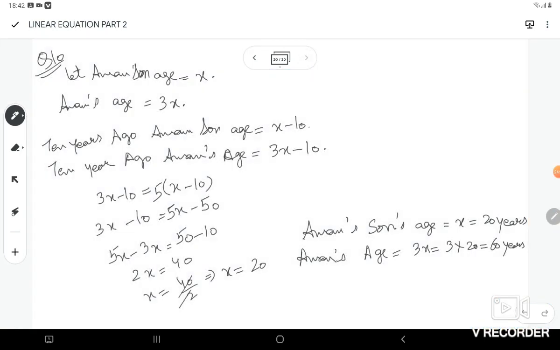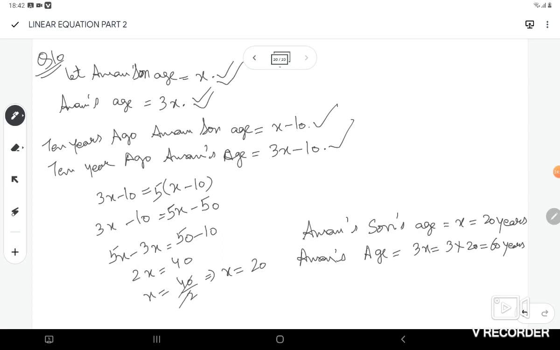Now moving on to the last word problem of this exercise. It says Aman's age is 3 times his son's age. So let Aman's son's age equal to x. So Aman's age is 3 times, so Aman's age would be equal to 3x. It says 10 years ago. So 10 years ago, Aman's son's age would be equal to x minus 10, and 10 years ago Aman's age would be equal to 3x minus 10.